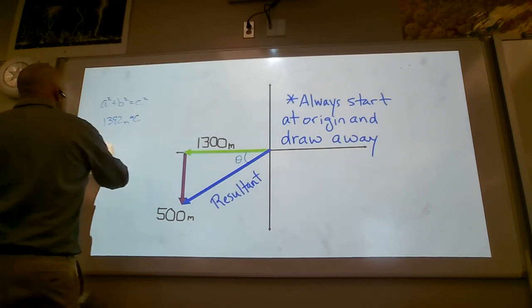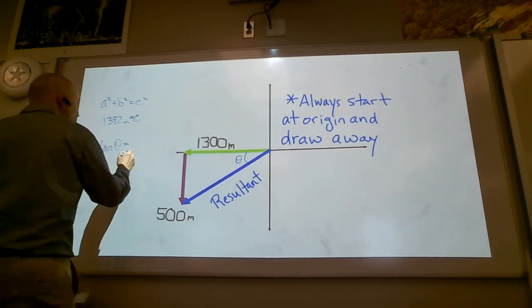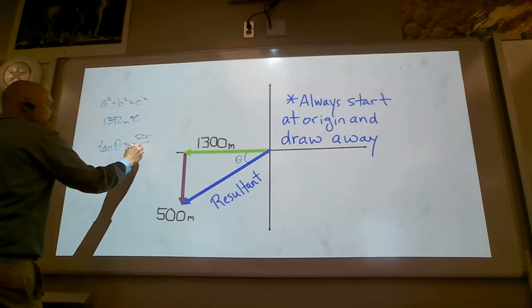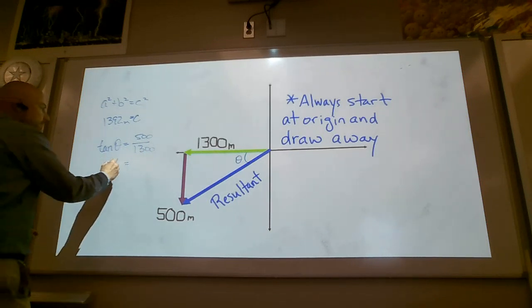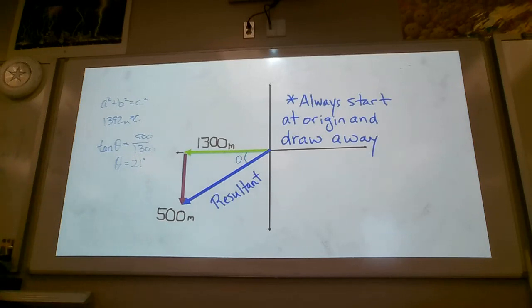So hopefully you said tangent, opposite over adjacent. And you found that to be 21 degrees. Good with that? Thumbs up if you got 21 on your calculator.